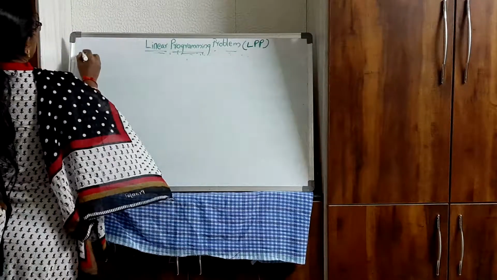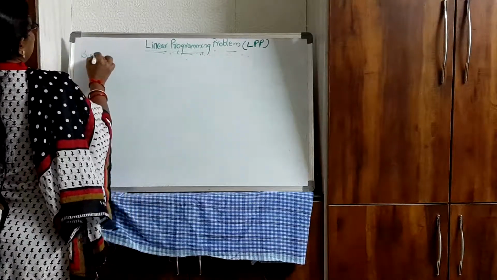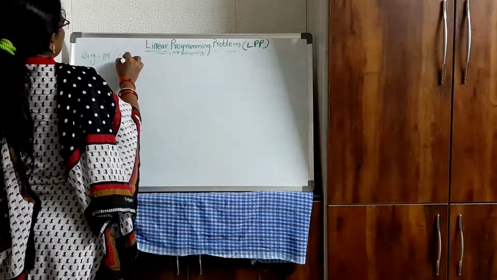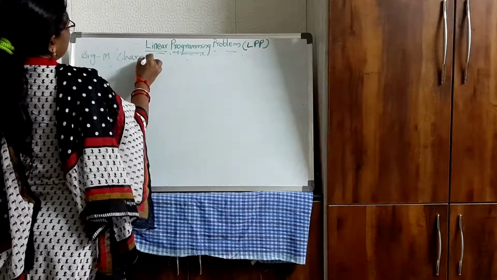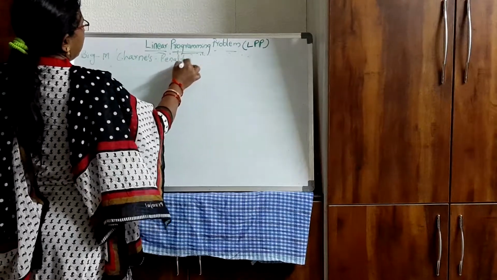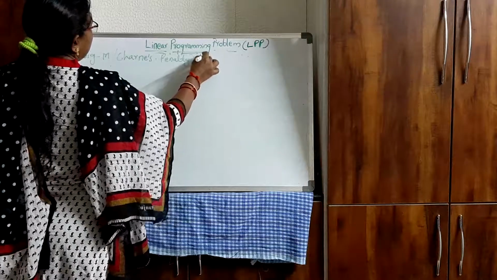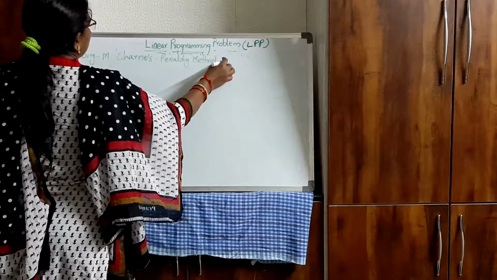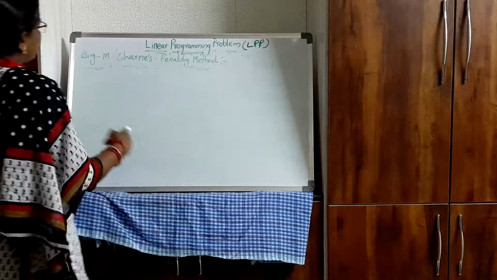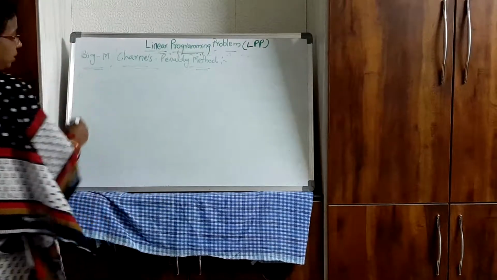So I will be explaining to you the big M method, which is also known as the chance penalty method. Big M method or chance penalty method, both are the same. Okay, so suppose I have a problem like this.